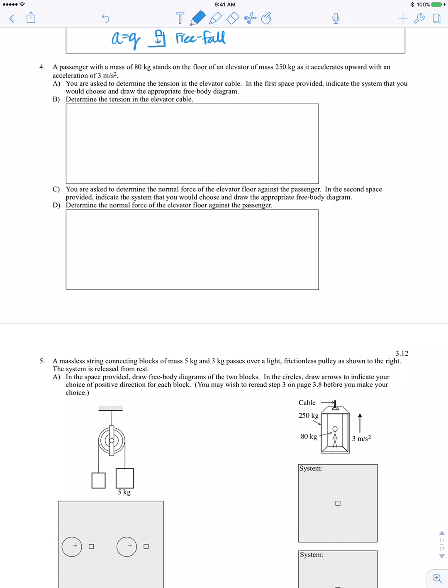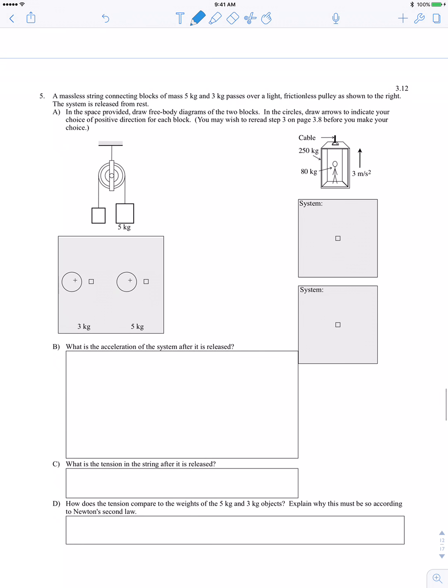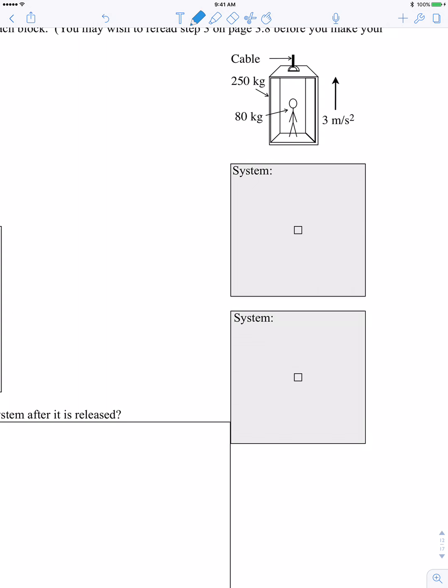Okay, moving on to question 4, the elevator question, and I apologize that the drawing is on the next page. We're asked to determine the tension in the elevator cable. So for the elevator cable, and I'm scrolling to the next page to do my free body diagram, I'm going to choose the system of the elevator.